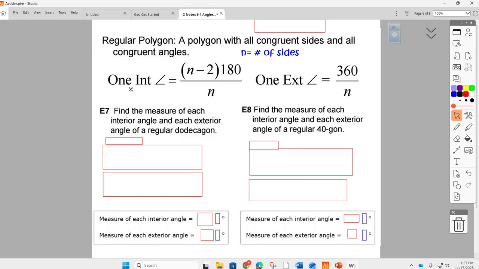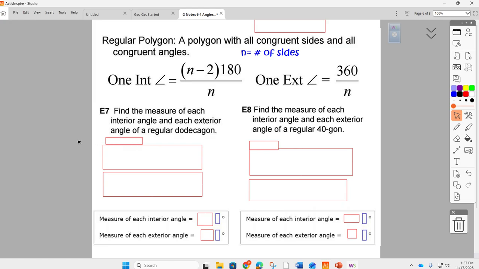The exterior angles in a triangle, there's 6 of them. When you add them all up, they still equal 360. Okay? So let's use these two formulas. Find the measure of each interior angle and each exterior angle of a regular dodecagon. Look at your list. What's a dodecagon?